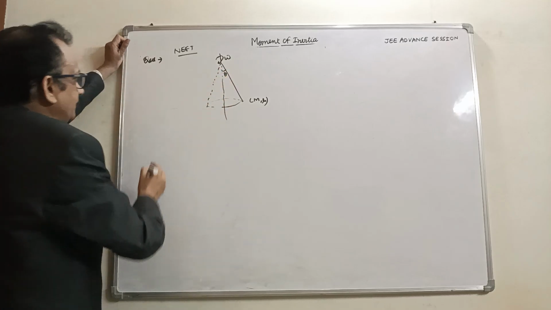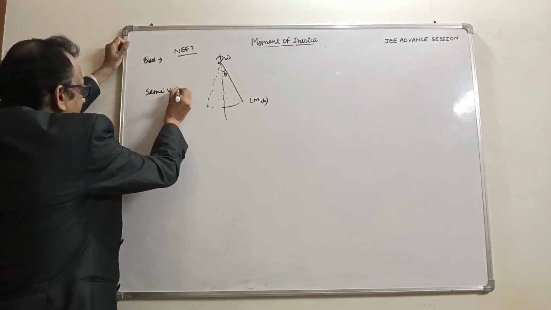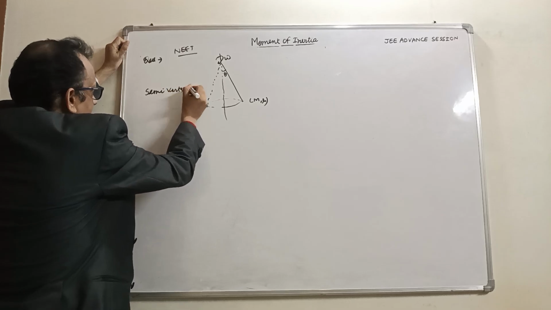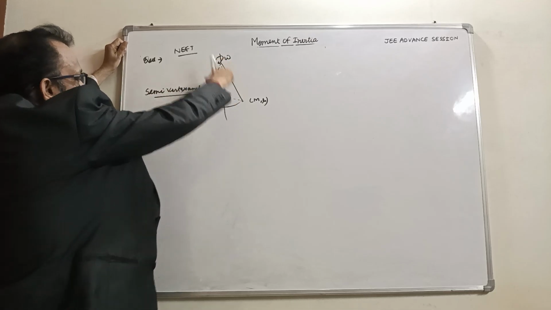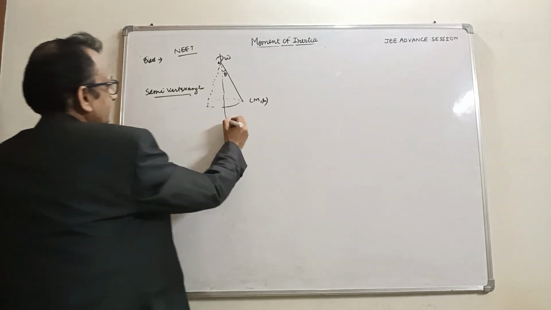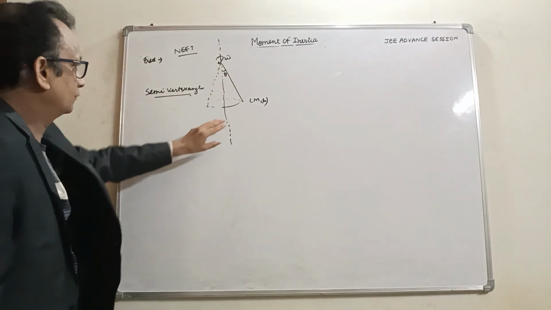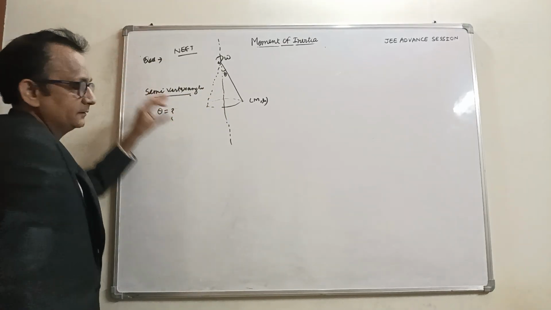We have to find here the semi vertex angle. This angle theta from the axis of rotation. This is the axis of rotation here. So we have to find the theta here, the value of theta.